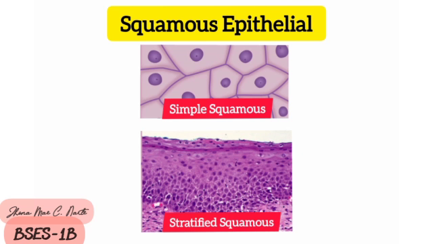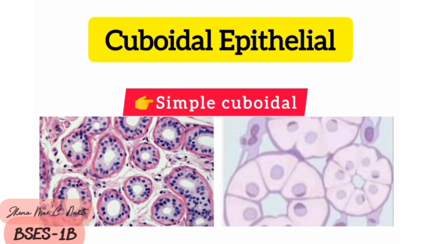The stratified squamous epithelium protects areas subject to abrasion, and it is found in the skin. It is multi-layered. Cuboidal epithelium aids in absorption and provides mechanical support. It forms the lining of the kidney tubules. It is shaped like a tube.